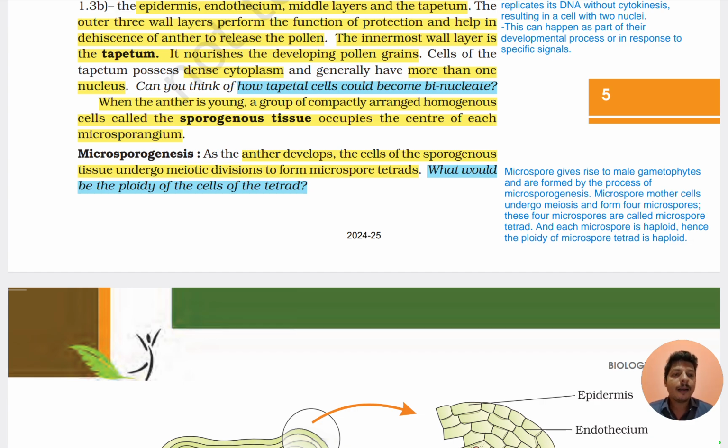Here is the answer. Microspores give rise to male gametophyte and are formed by the process of microsporogenesis. Microspore mother cells undergo meiosis and form four microspores. These four microspores are called microspore tetrad, and each microspore is haploid, hence the ploidy of microspore tetrad is haploid. So the answer will be haploid.